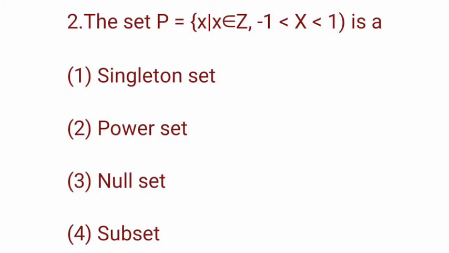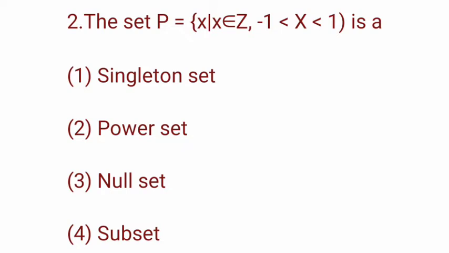Second one, the set P equal to set of x such that x belongs to Z, minus 1 less than x less than 1, is a, we have 4 options. First one, singleton set. Second one, power set. Third one, null set. Fourth one, subset. What is the meaning of singleton? That is one element. Power set, all subsets are called power set. Null set, they have no element. Subset, all elements in a set, that is called subset.